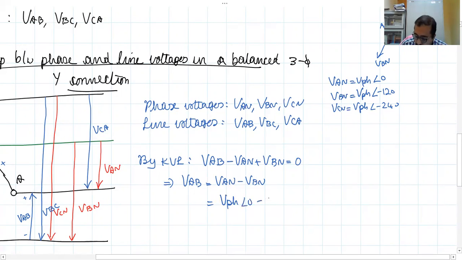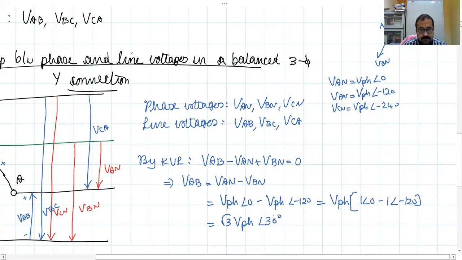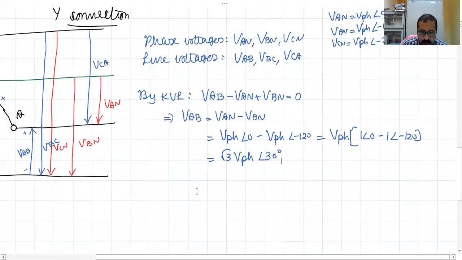So what will you get? VPH angle 0 minus VPH angle minus 120. You can take VPH outside, you will get VPH into 1 angle 0 minus 1 angle minus 120. If you do that, you will get root 3 times VPH angle 30 degrees. So what is VAB? VAB is the line voltage. What did you get? Root 3 times VPH angle 30.